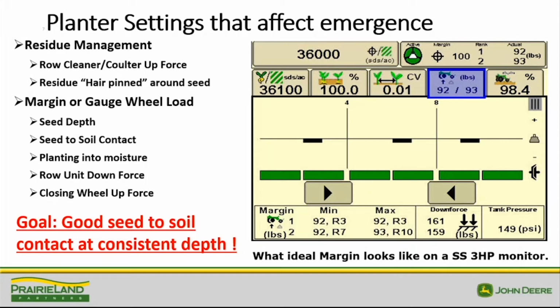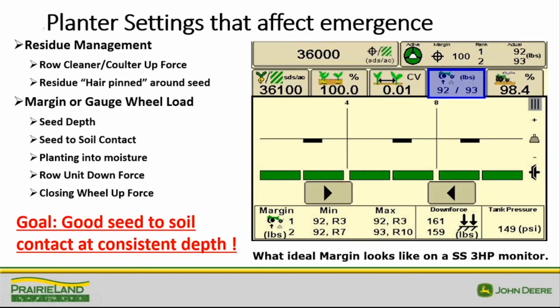You then need to have good seed to soil contact. You need to have the seed in the moist part of the trench, and you do that with gauge wheel loading, and that comes from downforce. Now, please remember that closing wheels are an upforce device. And even though they're part of our trench closing process, they actually are fighting against our margin. So the goal of this whole process is good seed to soil contact at a consistent depth.